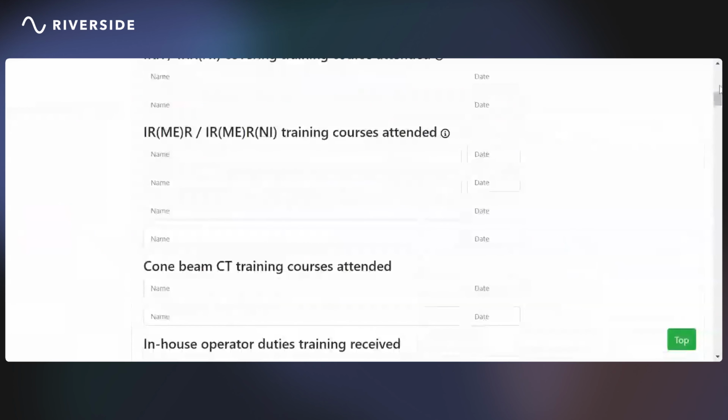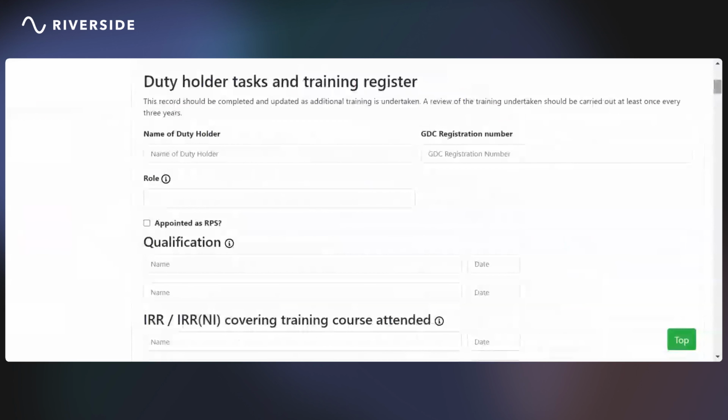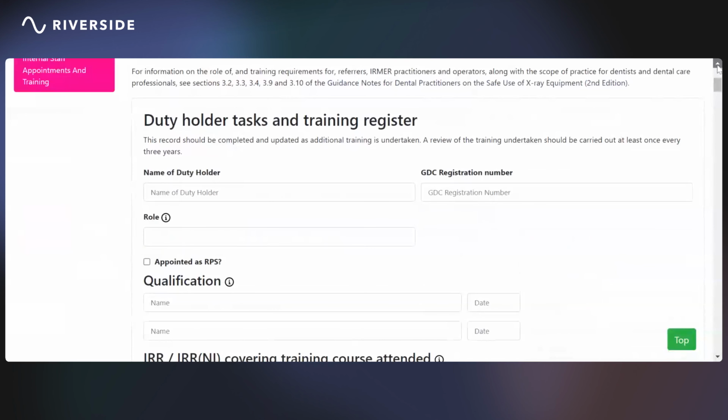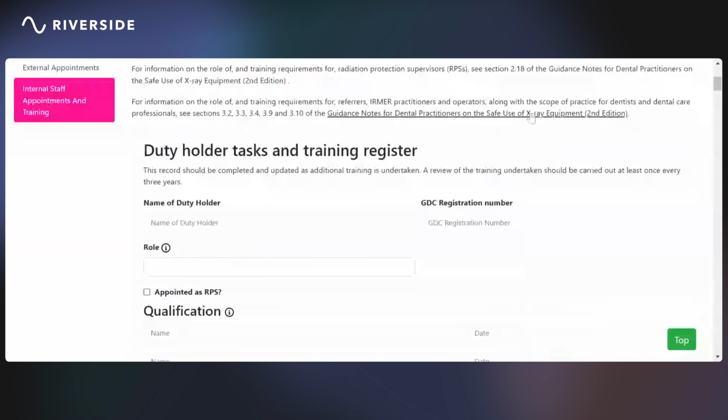So taking each of the categories into consideration. Firstly, there is information in the Dental Guidance Notes, the second edition, which you can download a copy of here, with regard to professional dental care professionals and the qualification scope of practice.